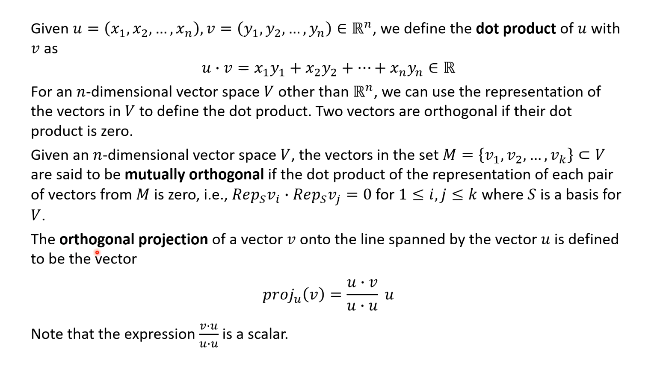Okay, so we have another definition here. The orthogonal projection of vector v onto the line spanned by vector u is defined to be this vector here. This quotient is a scalar, and then u is a vector. I'll show you what this looks like in 2 dimensions, just to give you a sense of what we're saying here, and that's on the next slide.